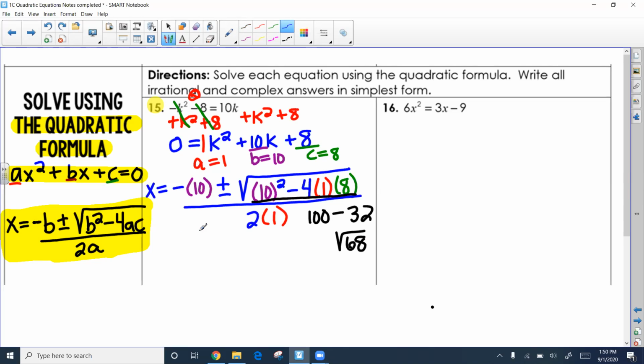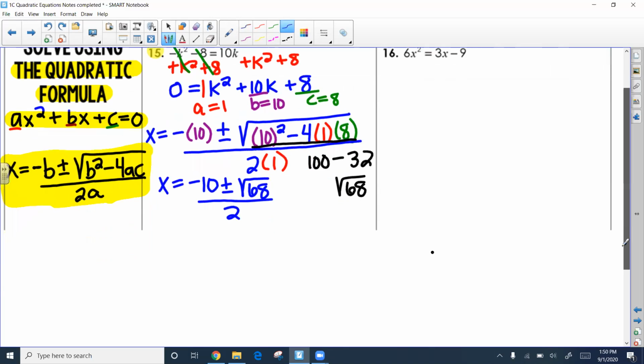I simplified the radical part. So x equals negative 10, since we had negative b, plus or minus square root of 68 over 2. Okay, so what I've done so far is I've just simplified the equation after I plugged in the numbers. Now, I'm not done yet. If you got to this part, that's good, and that shows that you're proficient.